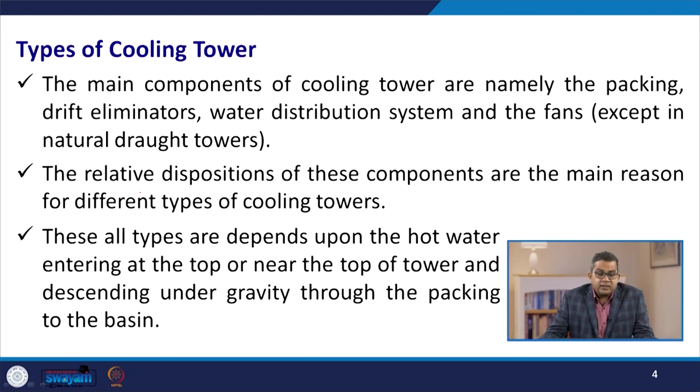Now, let us start the discussion with the different types of cooling towers. The main components of a cooling tower are mainly packing, drift eliminators, water distribution system and the fans, except in the natural draught towers where we do not have fans. The relative positions of these components are the main reason for the different types of cooling towers. All these types depend on the hot water entering at the top or near the top of the tower and descending under gravity through the packing to the basin.